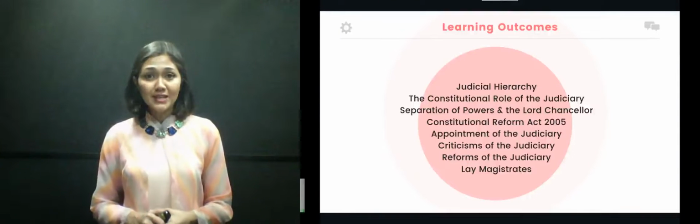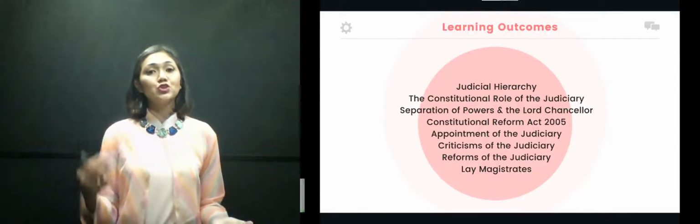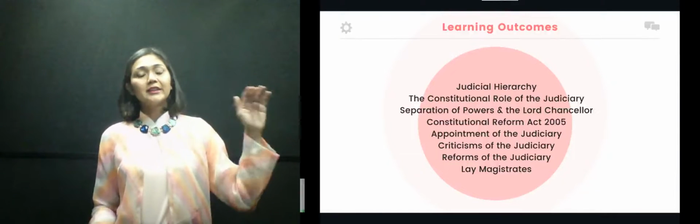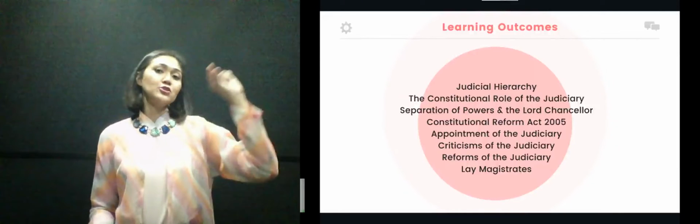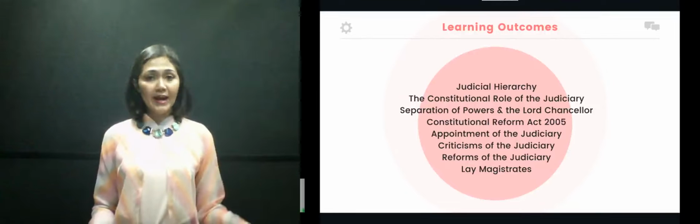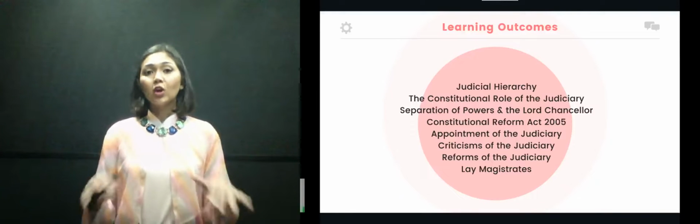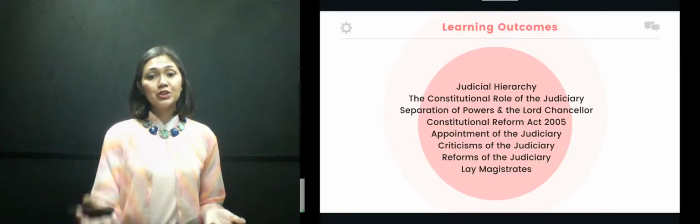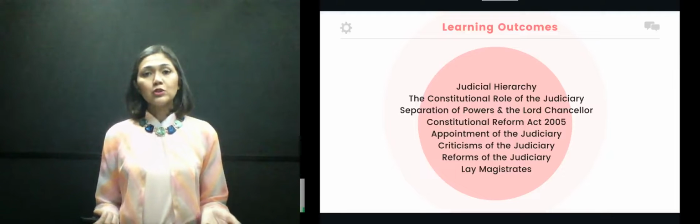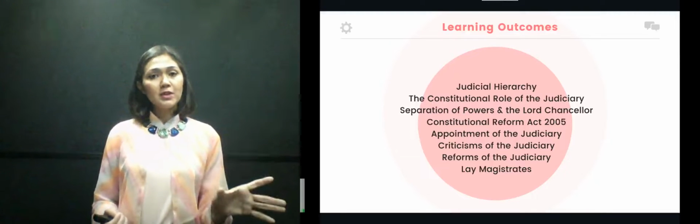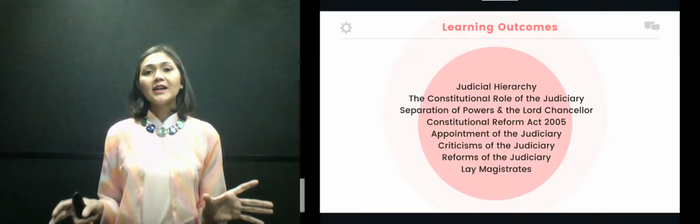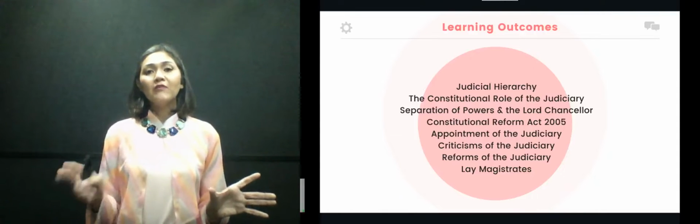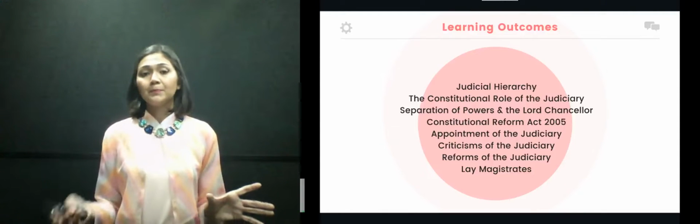For today's learning outcomes, we learn about the judicial hierarchy in terms of the specific designation of the judges who sit in the Supreme Court, Court of Appeal and the rest. We'll also learn about the constitutional role of the judiciary. We also learn a bit on the separation of powers and how the role of the Lord Chancellor actually does not provide for separation of powers.